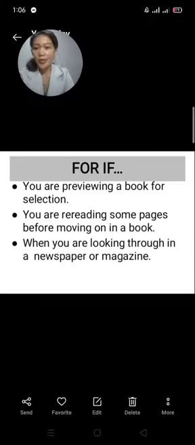Something like that. And when you are looking through a newspaper or magazine, for example, you just want to know what kind of issue my favorite celebrity is involved in or has. You are asking what kind of issue she has. So that's skimming. You are looking for the general idea of the text.